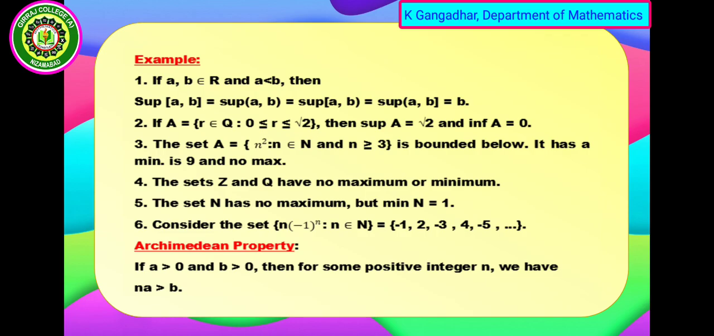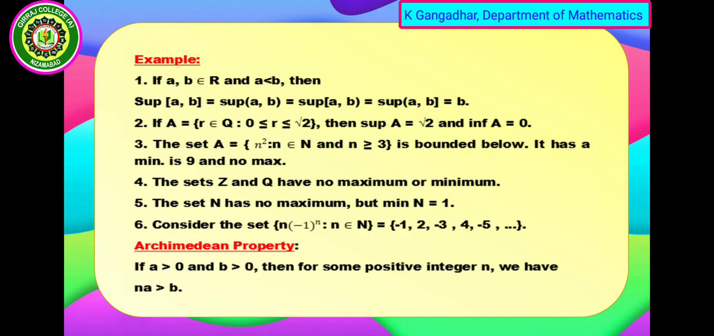Next problem: consider the set of n times minus 1 to the power n, such that n belongs to N. Here the values are minus 1, 2, minus 3, 4, minus 5, and so on. Some negative values are there: minus 1, minus 3, minus 5, going down to minus infinity, and 2, 4, 6, and so on, going up to plus infinity. So the minimum value is minus infinity and the maximum value is plus infinity, so here also the supremum and infimum do not exist.